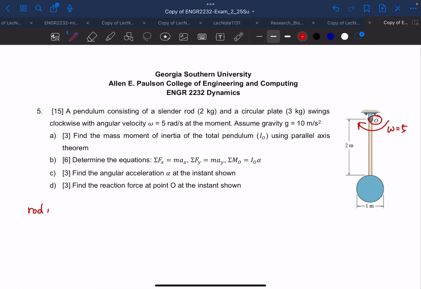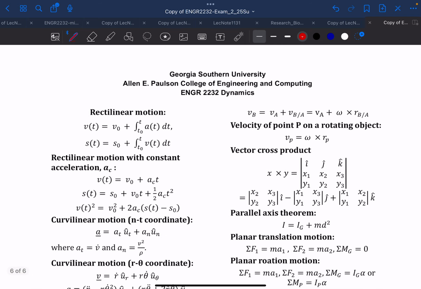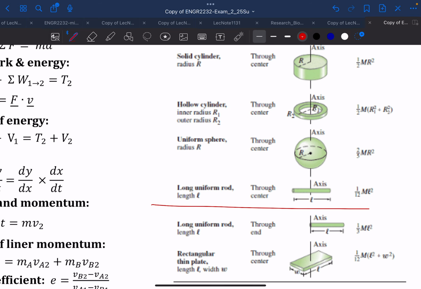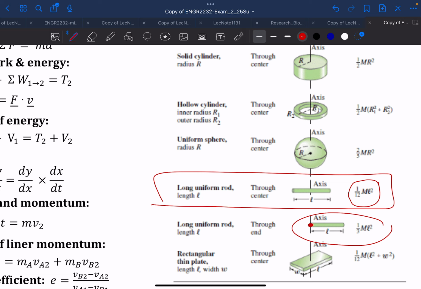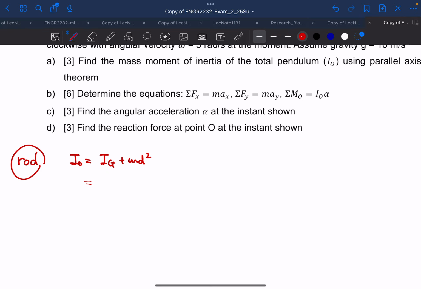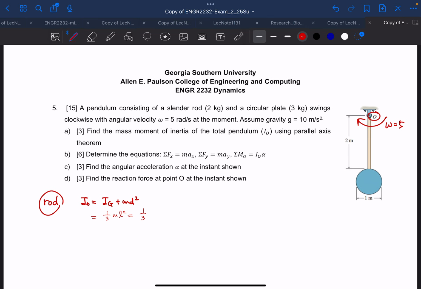So for the rod, you can find IO is IG plus MD squared, right? If you take a look at the table that was provided, we had 1/12 ml squared. Or we can directly just use the one against a point at the tip of that rod. If it's swinging like this, then it's 1/3 ml squared. So that should be 1/3 of m was 2 kilo, and the length is 2 meter squared, so it's 8/3, which is 2.67 kilogram meter squared, right?